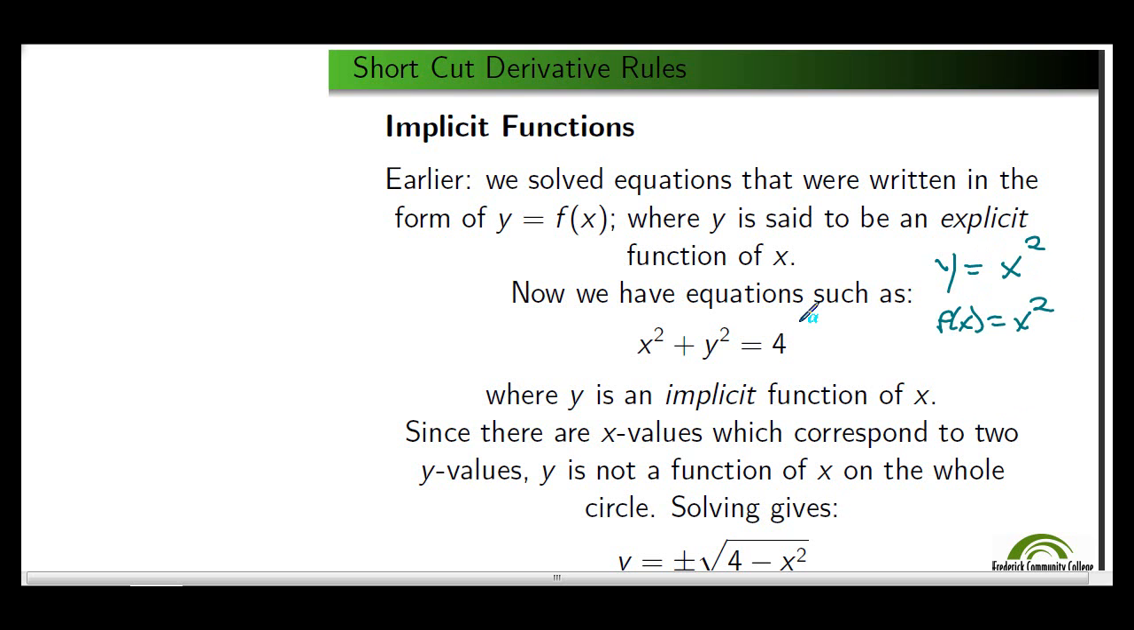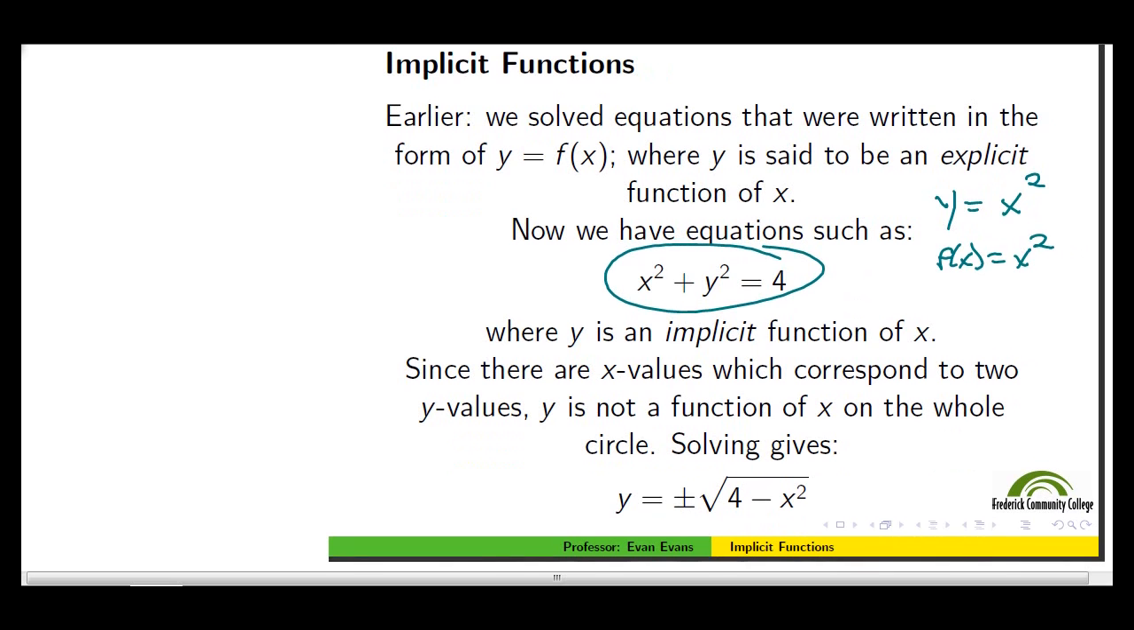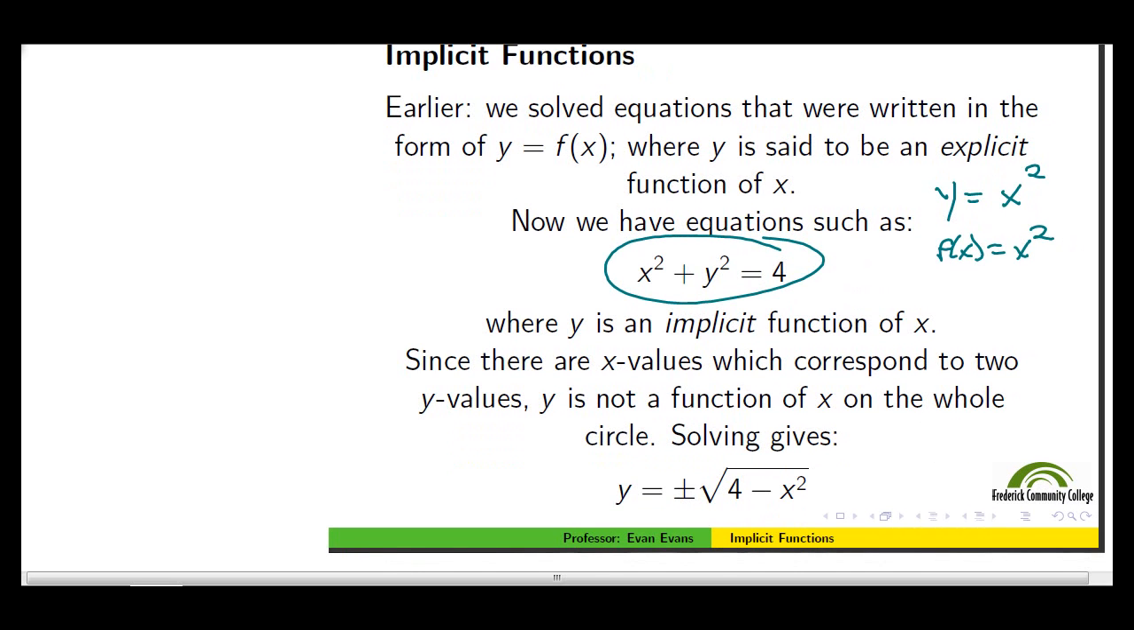Now we run into equations of this form, where we have two variables that are related, and we call y in this case an implicit function of x. Since there are x values that correspond to two y values, y is not a function of x around the whole circle, because we know this is an equation of a circle. So that's the kind of stuff we're dealing with.